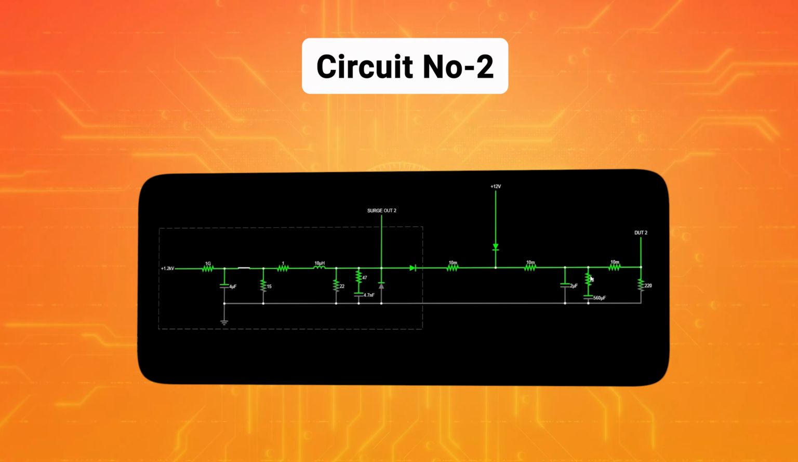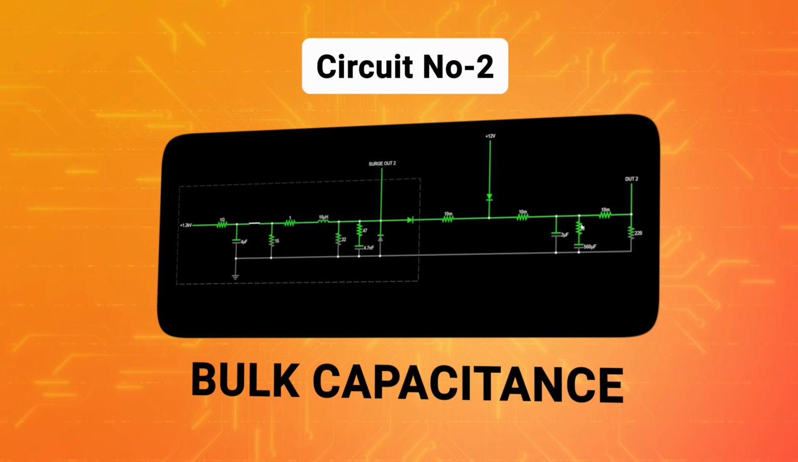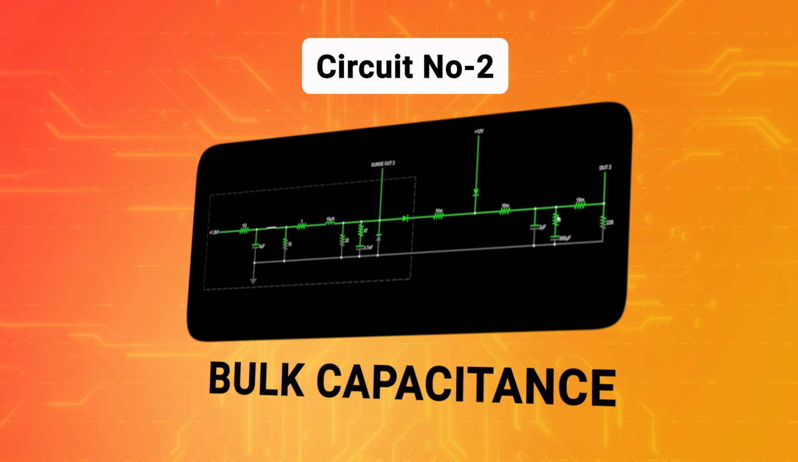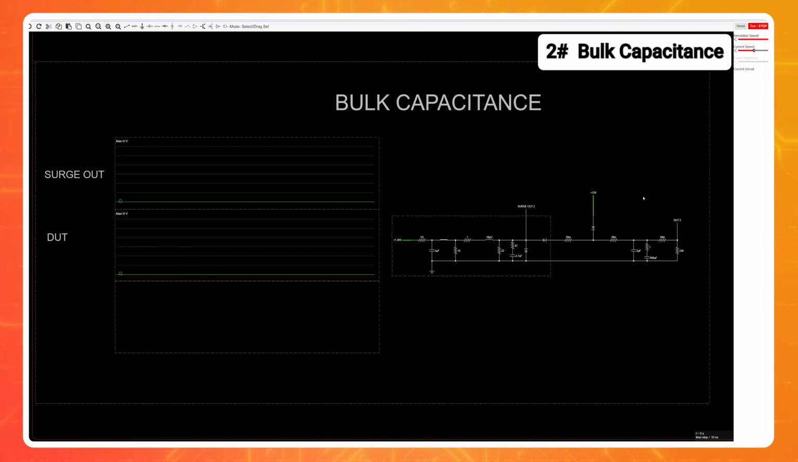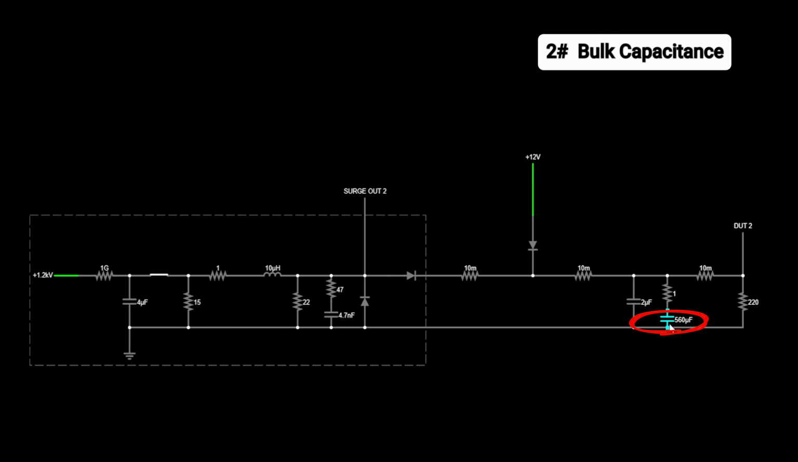The first element I'm going to show, it's not even really a protection circuit, but it's to show how important just adding bulk capacitance can be. So all I did to this circuit is add 560 microfarads of capacitance in series with a 1 ohm resistor.